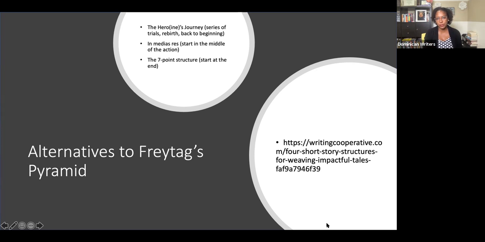The 7-point structure, which I personally love books that do this. The Bluest Eye does it. I've read so many books that do this masterfully, but the 7-point structure is one where you start at the end of the story, and then you work yourself back. A lot of times people think of it as a more female shape of a story, like a circle, where you go through a series of points within the structure that get you to the end.